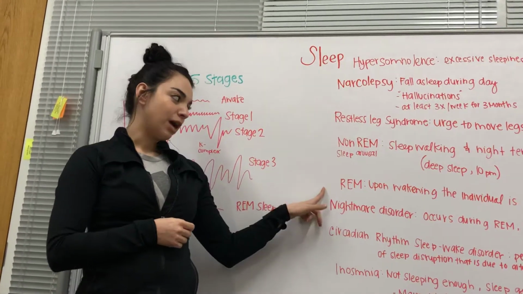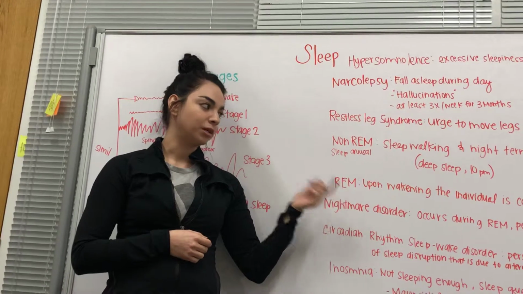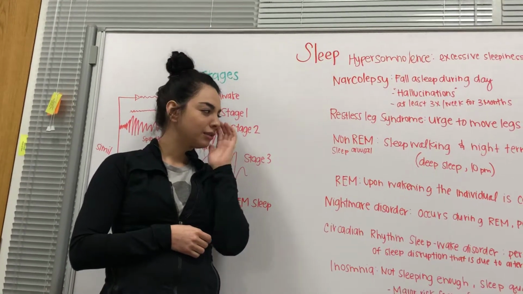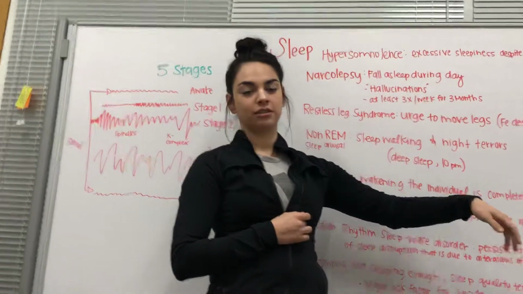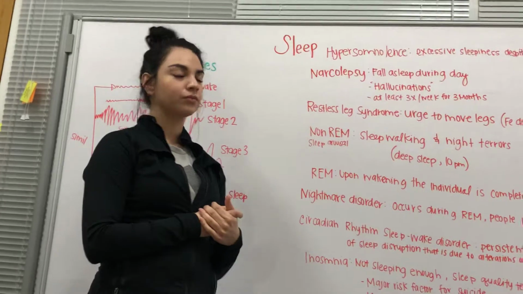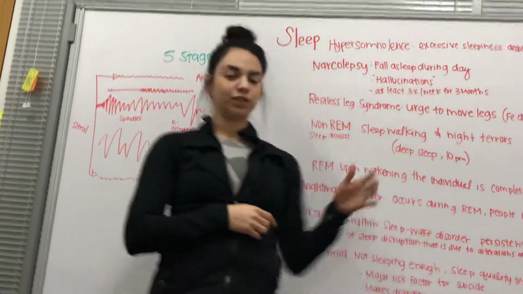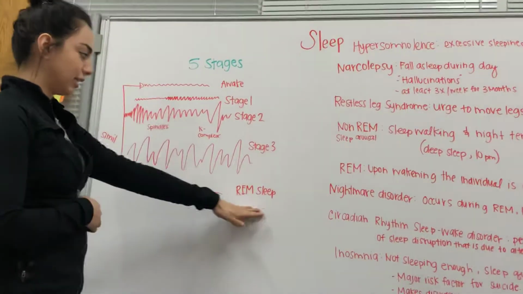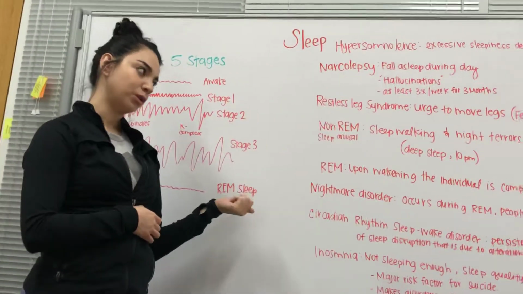Next we have REM sleep behavior disorder. Upon awakening, the individual is completely awake. This typically occurs because REM is where you're dreaming, so it's a very light sleep. So you're awake, because it's a light sleep. This typically occurs around 5 a.m. If you go back to the chart, this is the end of your sleep cycle. That's why it's towards that 5 a.m. period, when most people are waking up.